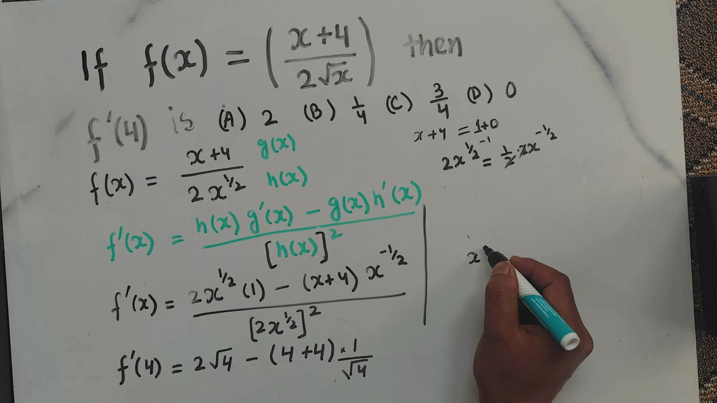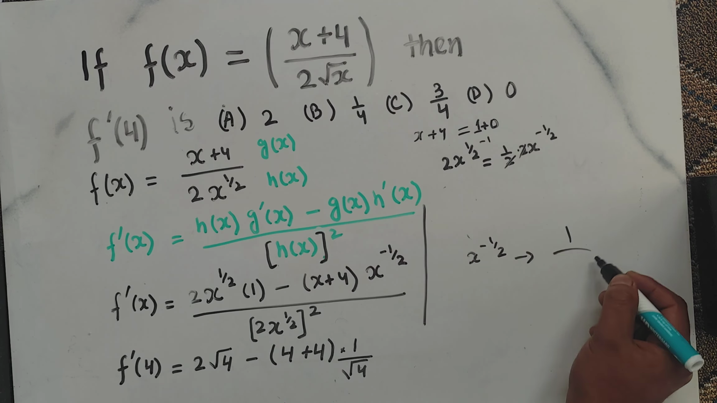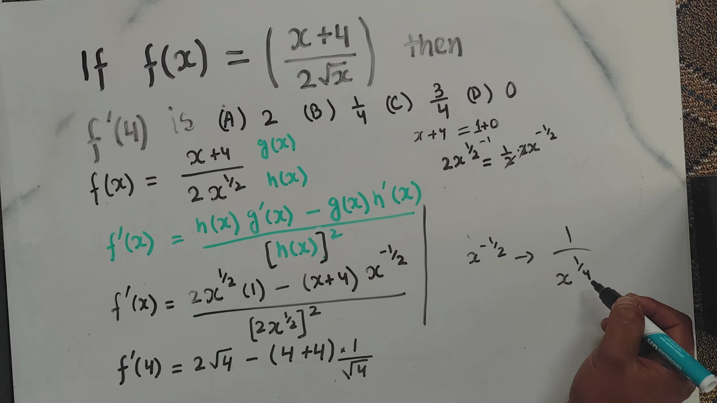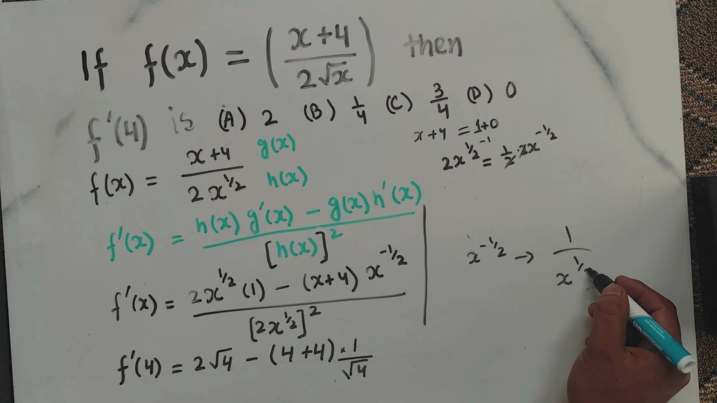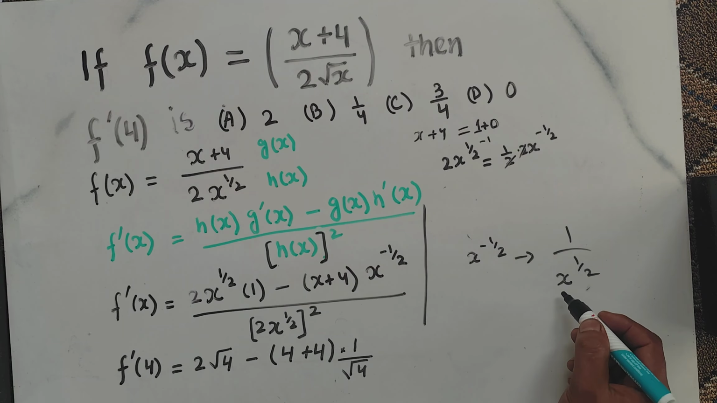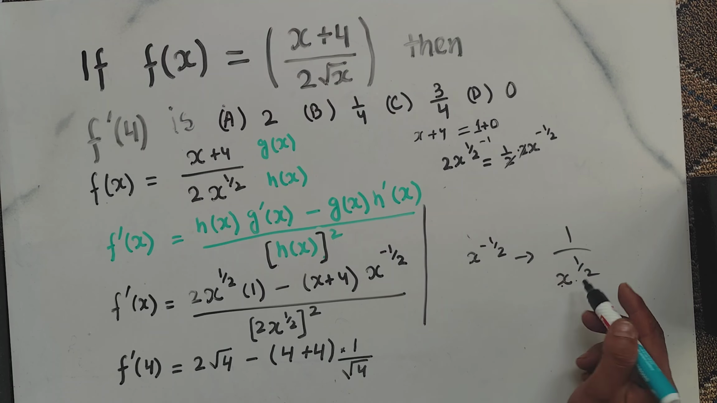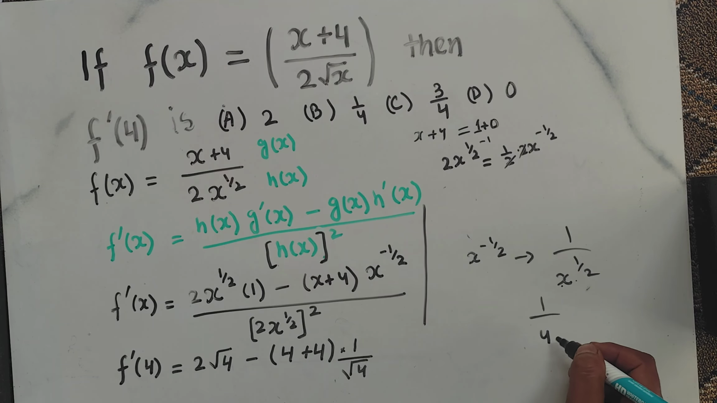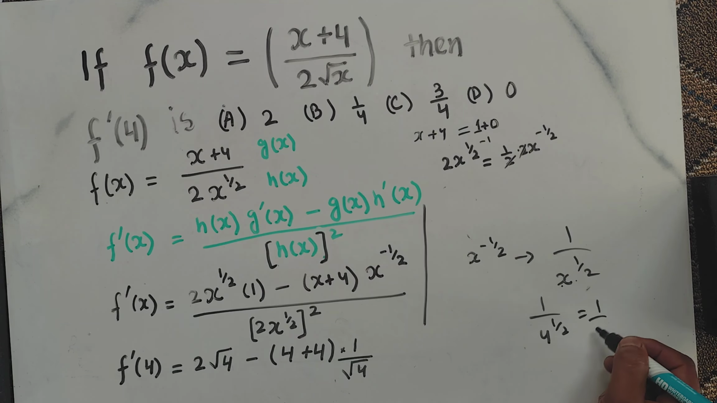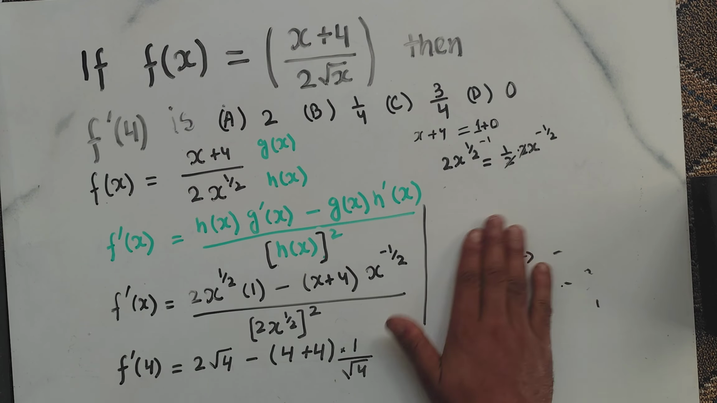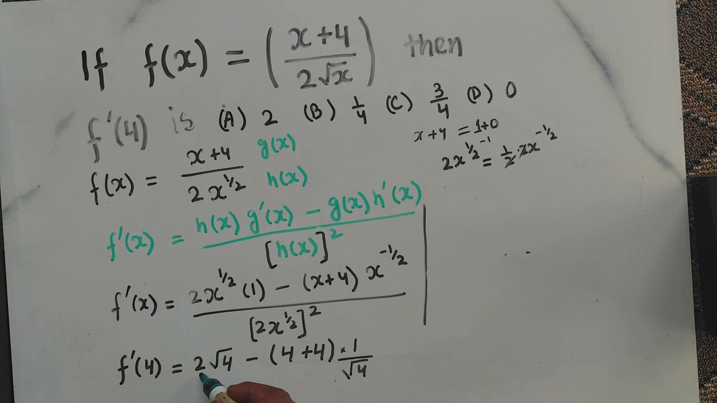So we have x raised power negative 1 upon 2, which can be written as 1 divided by x raised power 1 upon 2. Changing the power from numerator to denominator changes the exponent sign. Since x is equal to 4, we will get 4 raised power 1 upon 2, which is equal to 1 upon under root 4. That is what I have written here. So this we divide by 2 under root 4 whole square here.